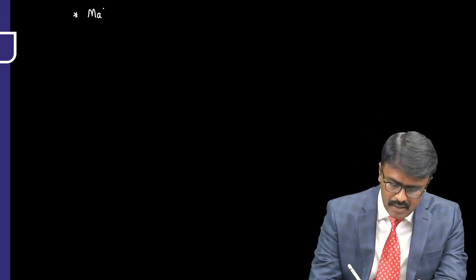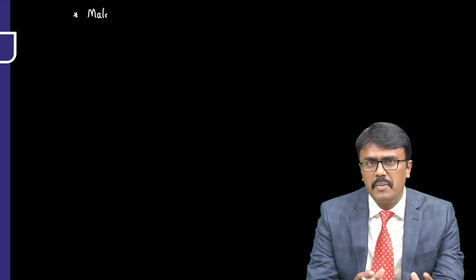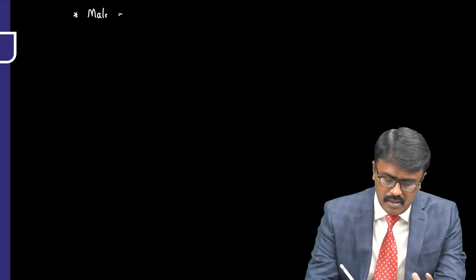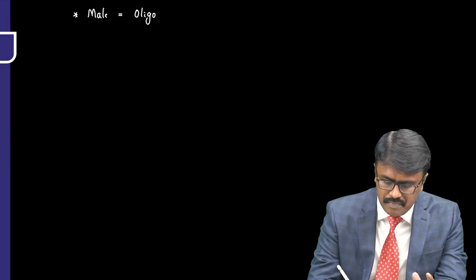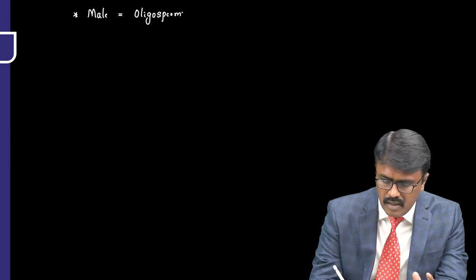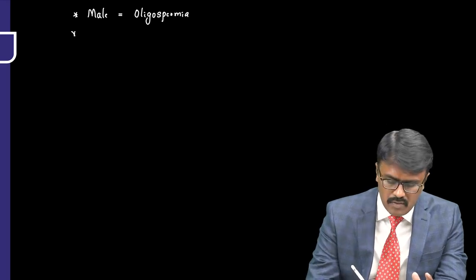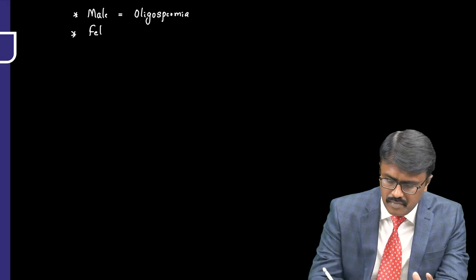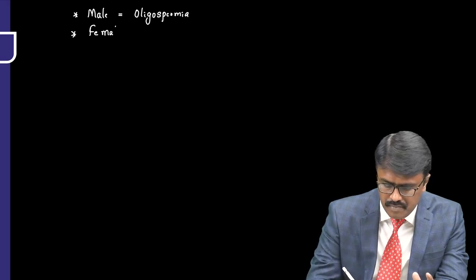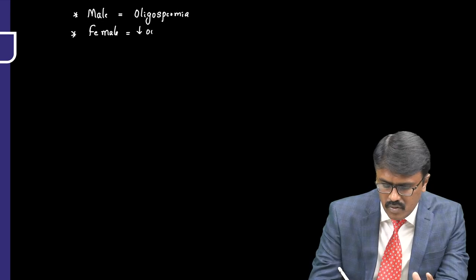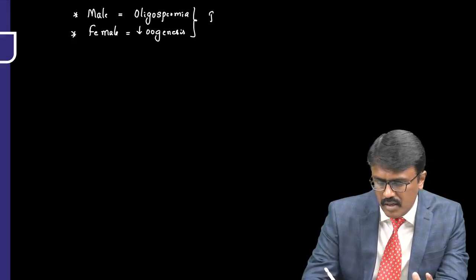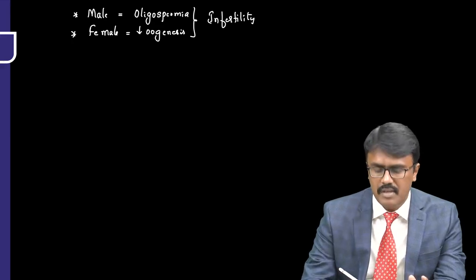It is the gonads. In the male, you know that there is spermatogenesis, and if you stop the multiplication of the cells, the patient will have oligospermia. And also in female, there is a decrease in oogenesis, and it will lead to infertility. So anti-cancer therapy can lead to infertility.